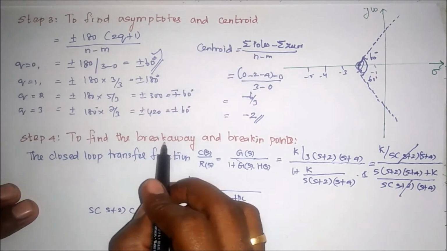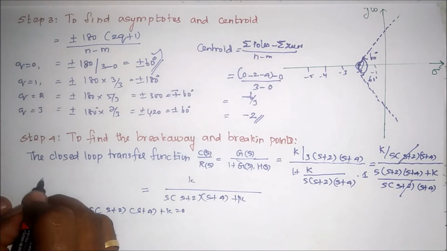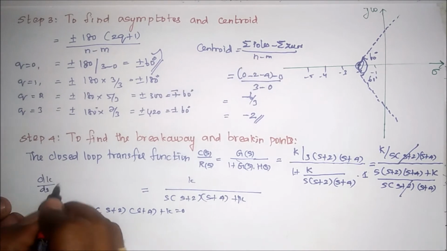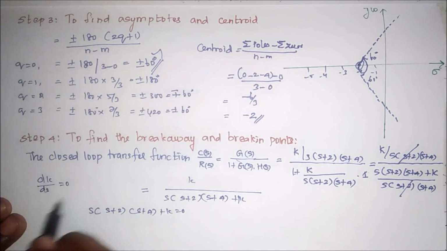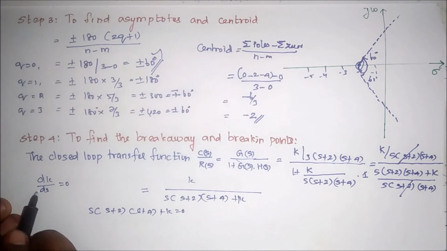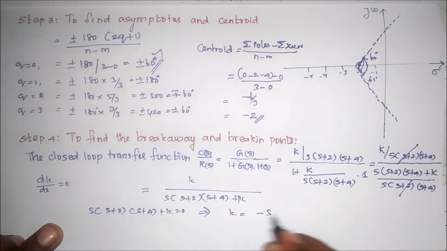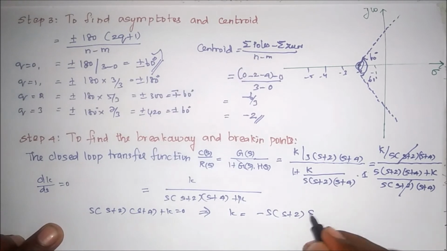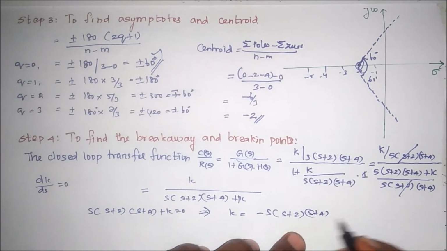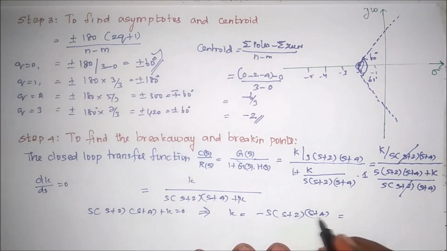To find the breakaway or break-in point, the condition is dK by ds equals 0. By using this condition, we have to find the roots, then we have to find the K value. Based on the K value, we can know whether the given problem has breakaway points and break-in points. So now from this, K equals minus s into s plus 2 into s plus 4. So now we have to multiply all these three terms.